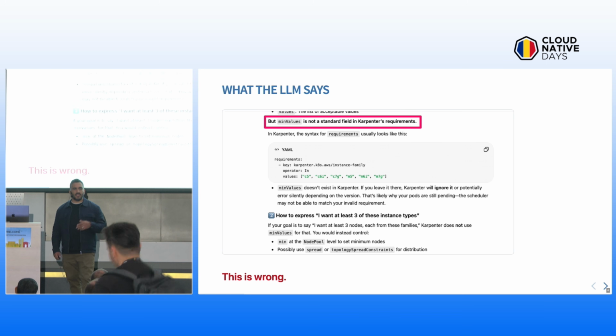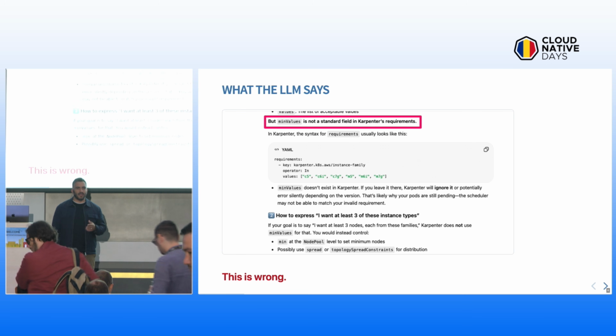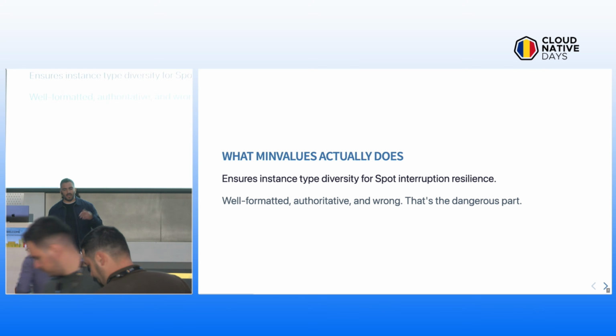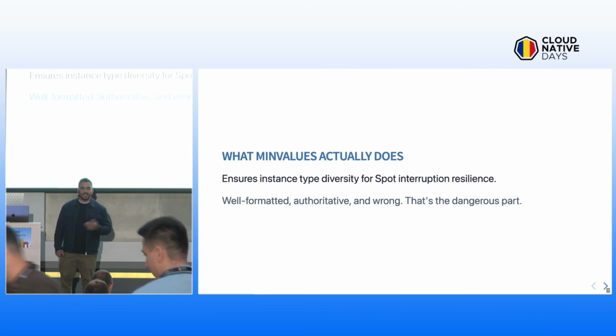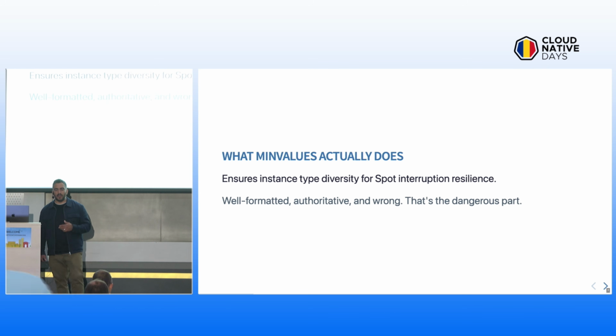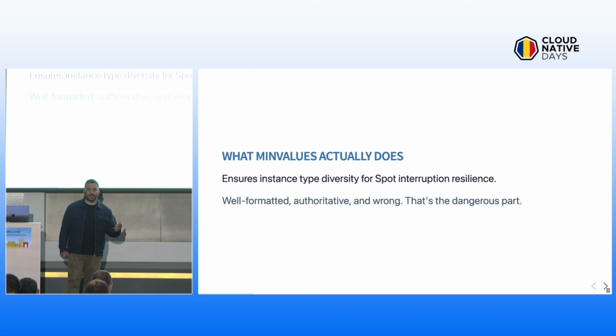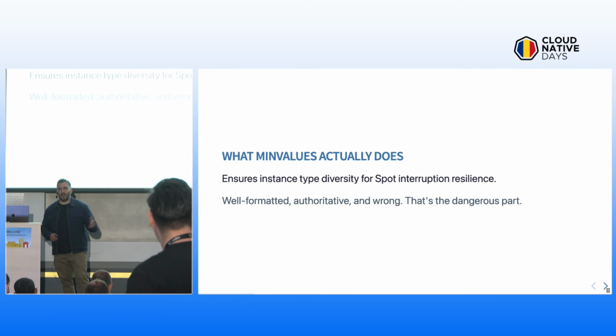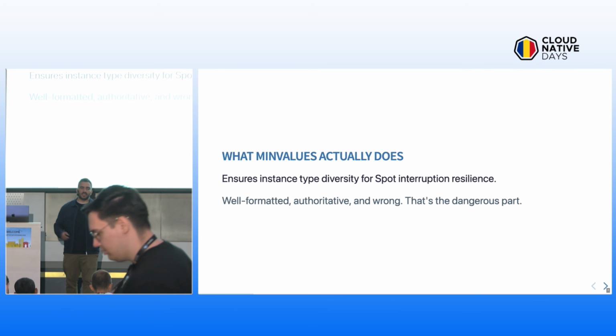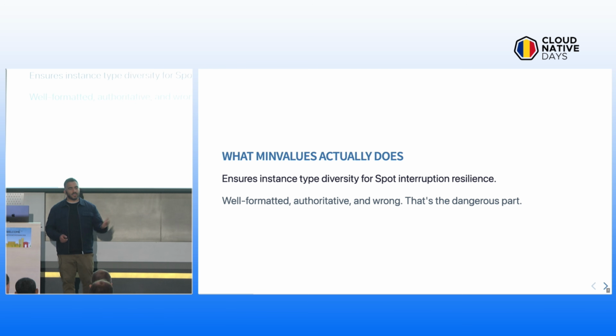So the LLM is gonna say, hey, but minValues is not a standard field in Karpenter's requirement. This is wrong. What minValues actually does is that it ensures the type of diversity that you have for Spot instances is gonna be met. And it's a way for you to guarantee the number of instance types that you can have on the call to the EC2 fleet API, for example, right? So you can see that it was a well-formatted answer that might look correct, but actually that was not correct, and that's the dangerous part.